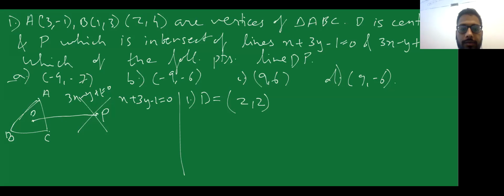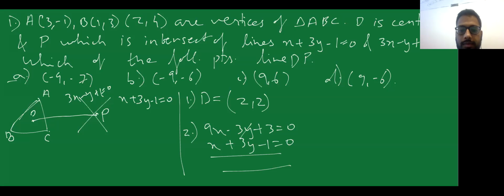If I multiply the first line by 3, I'm going to get 9x minus 3y plus 3 is equal to 0. And the second line is x plus 3y minus 1 is equal to 0. So just simplify. Minus 3 plus 3 cancel. 9 plus 1 is 10x. So 10x plus 2 is equal to 0. That means the value of my x should be minus 1 by 5. So I have my x coordinate as minus 1 by 5.